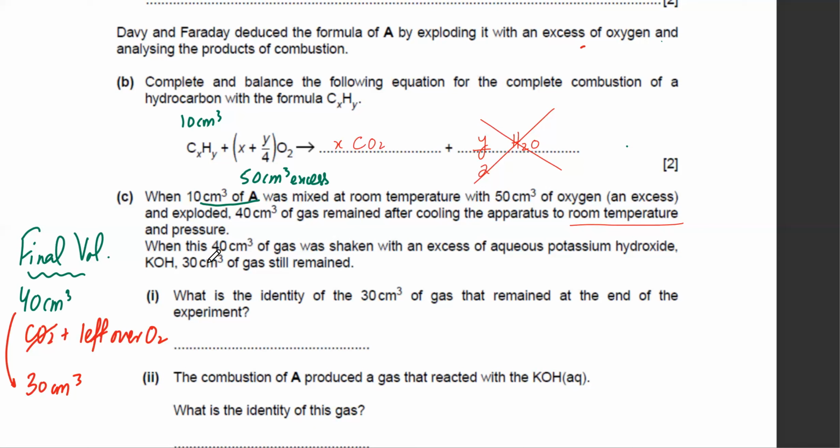He specifically said that when this 40 cm cube of gas was shaken with an excess of potassium hydroxide, which removes carbon dioxide, the 40 cm cube volume decreases once carbon dioxide is gone. The volume 10 will be remaining oxygen, right? No, 10 cm cube is carbon dioxide. Look, 40 cm cube was the final volume.